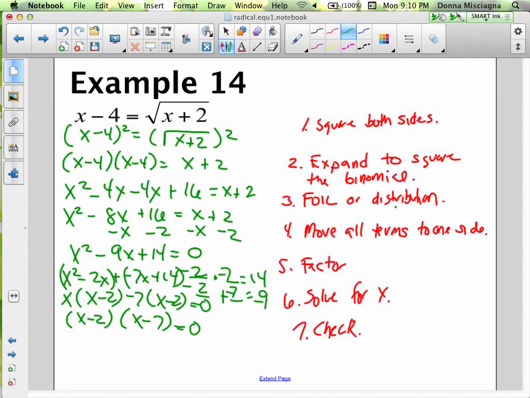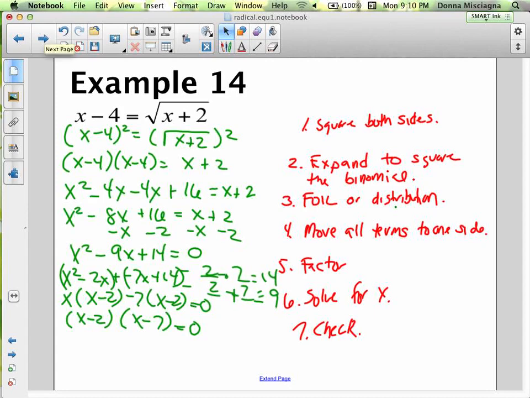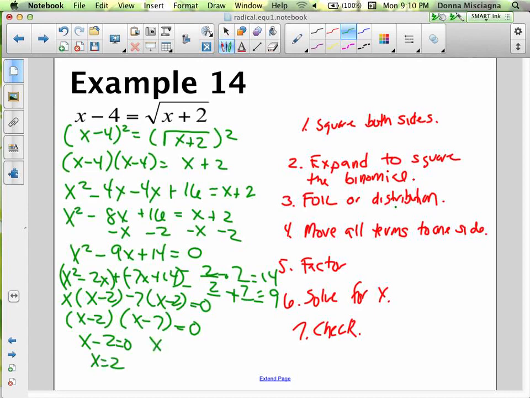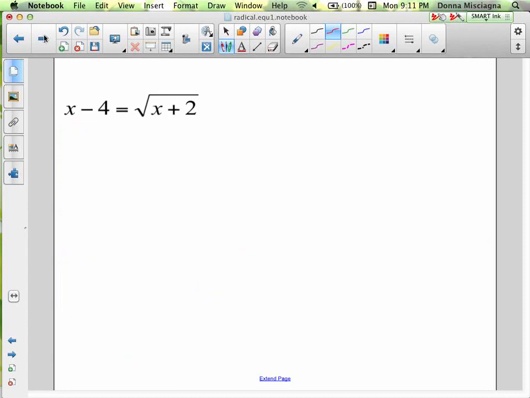All right, and so now let's solve for x. So we have x minus 2 equals 0, x equals 2, x minus 7 equals 0, x is 7. So let's check 2 and 7 on the next page.